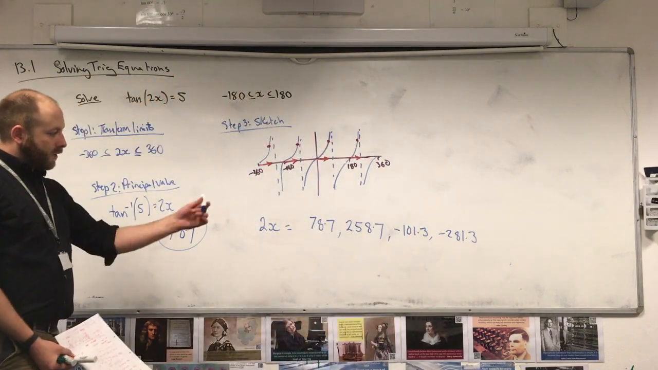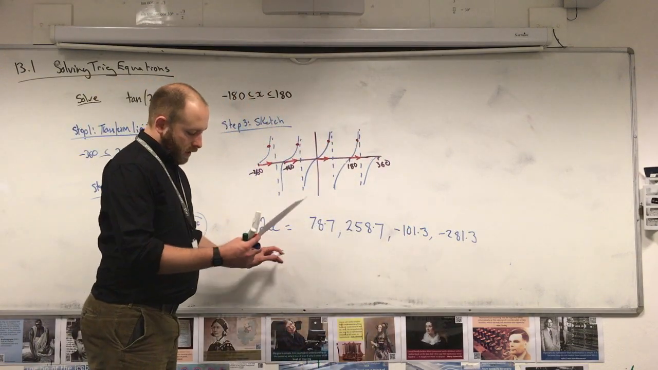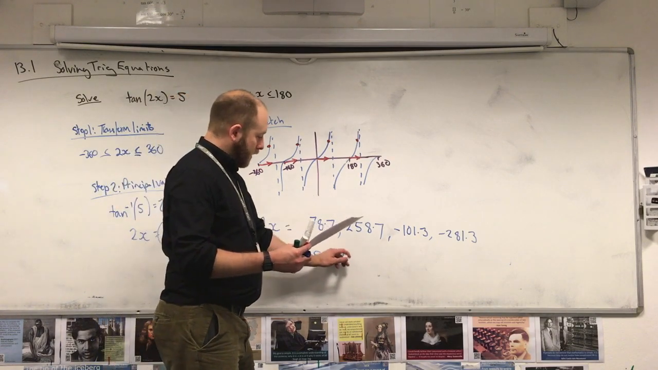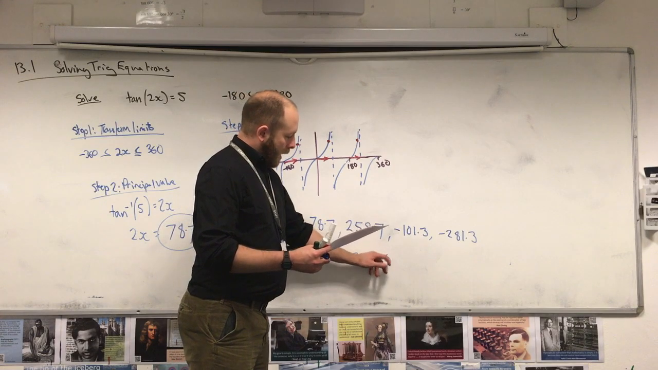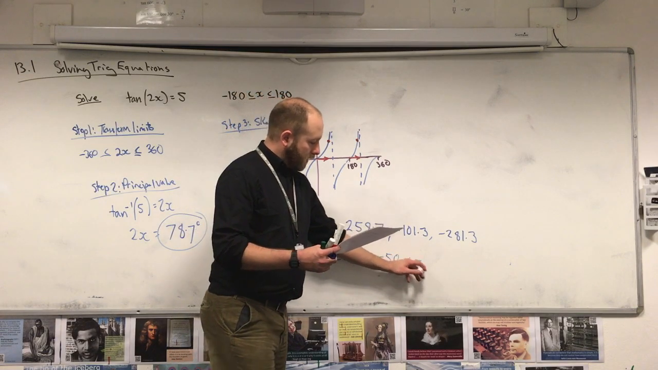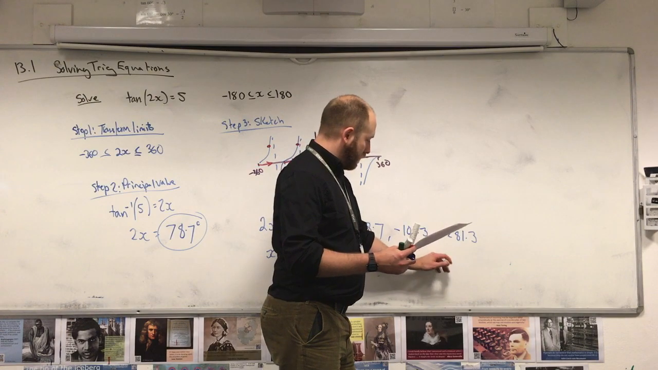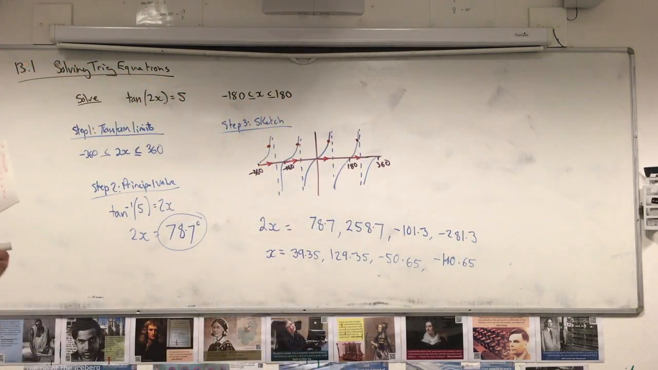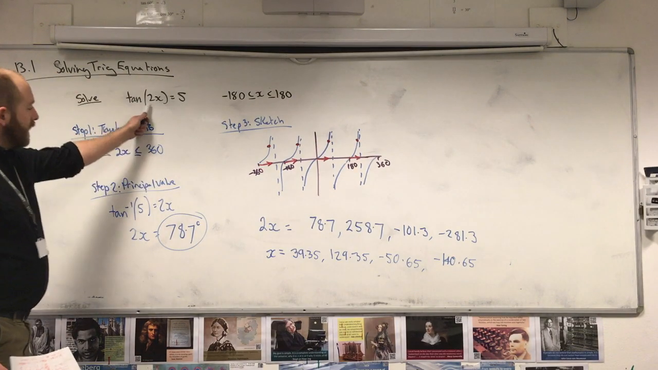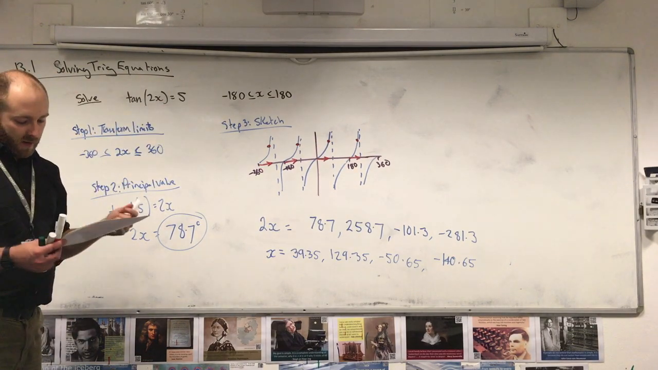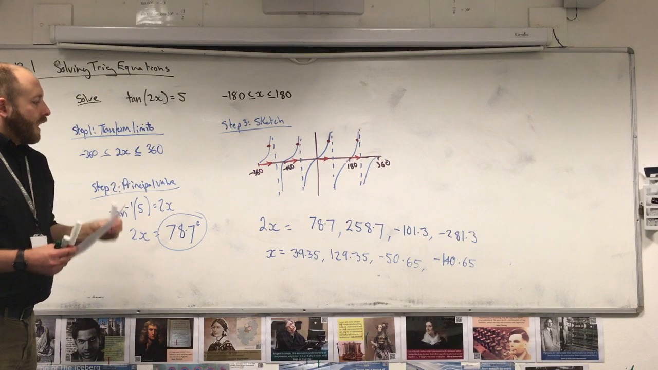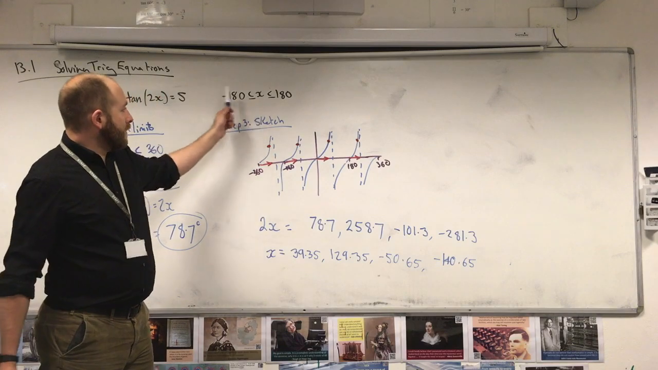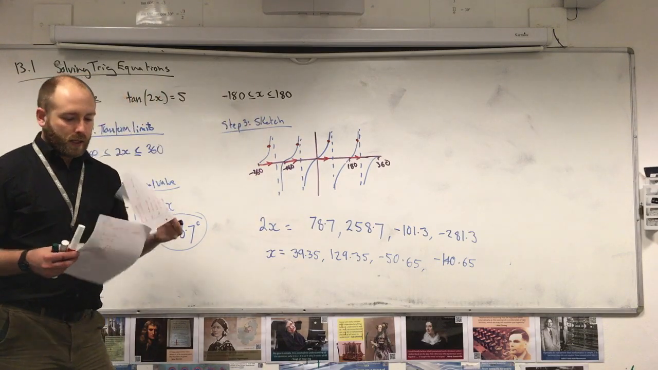Cool, last step, divide those by 2 to get x. So we get x is 39.35, 129.35, minus 50.65, and minus 140.65. So 4 solutions. Again, if you put those back into here, we should prove that they roughly equal 5, so you can check your answers. And it's always worth double checking that you're inside the limits. So each of those values is between minus 180 and 180.